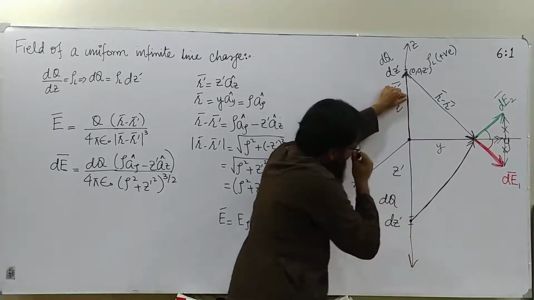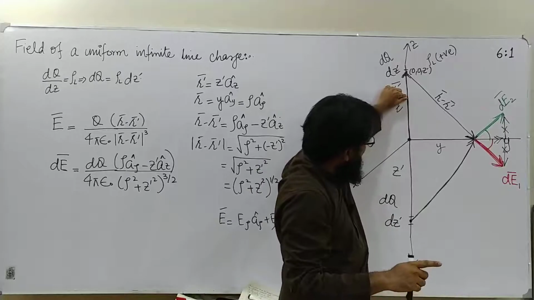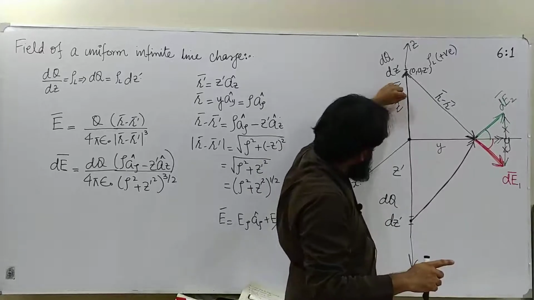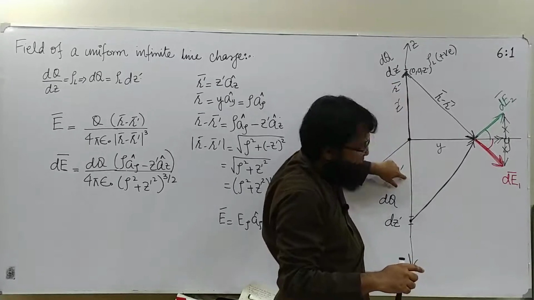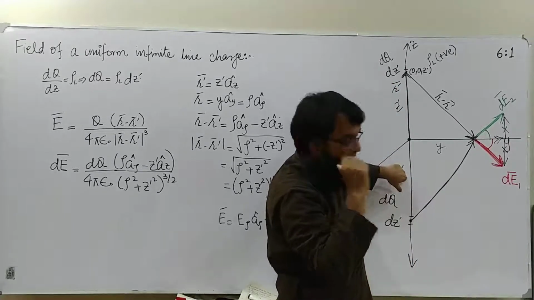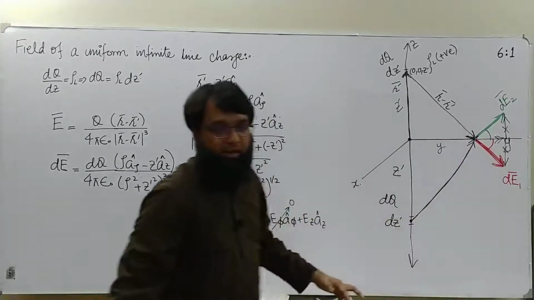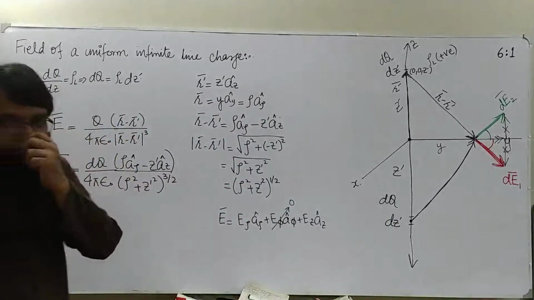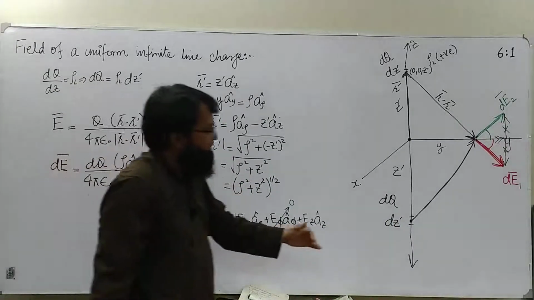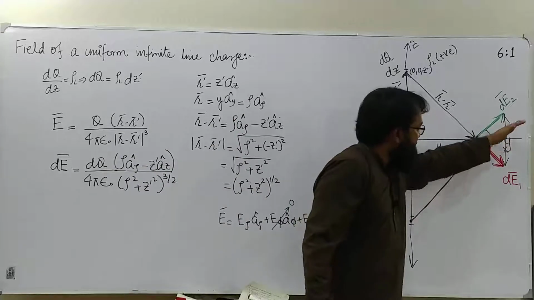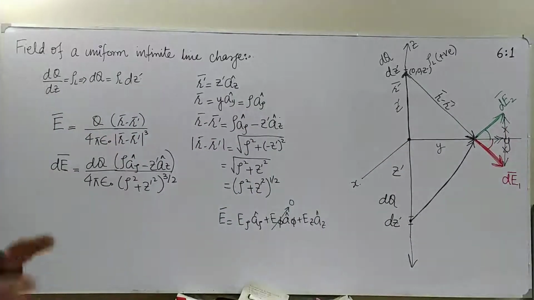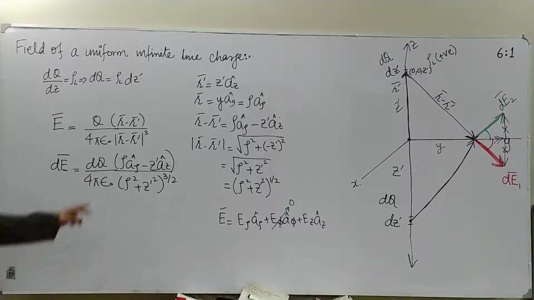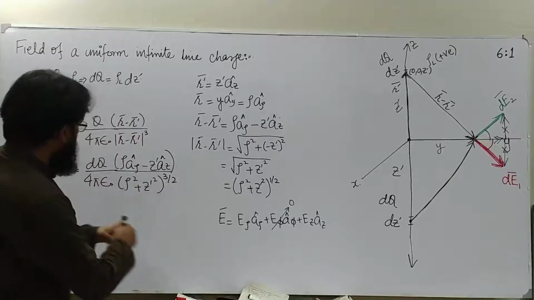I should say that for every point above the z equals 0 plane, there will be a corresponding point below the z equals 0 plane which will cancel out the vertical components. All right, so at the end of the expression, you would not have any z component associated. You will only have the rho component of the field.